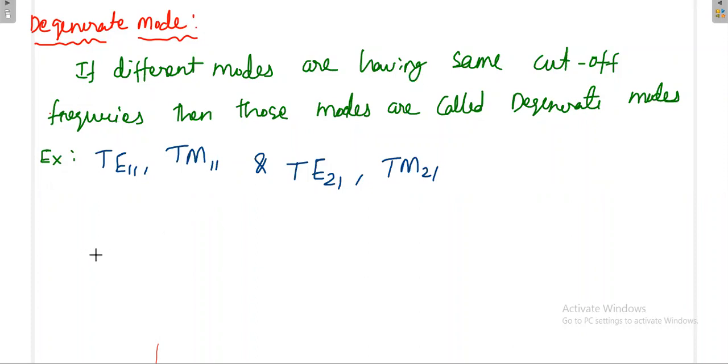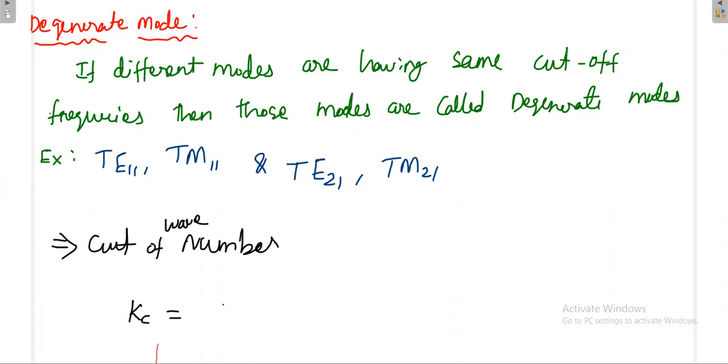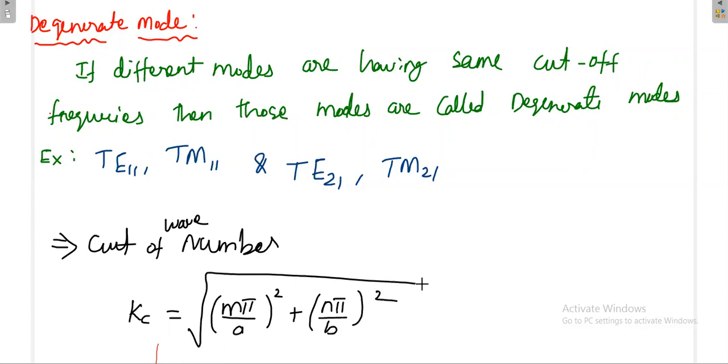Then what is cutoff number? Cutoff number is called Kc. The cutoff number, or sometimes it's called the cutoff wave number. So Kc is decided by the mode as well as the dimensions of the waveguide. So it is simply the square root of (m pi by a) whole square plus (n pi by b) whole square. This is called the cutoff wave number.